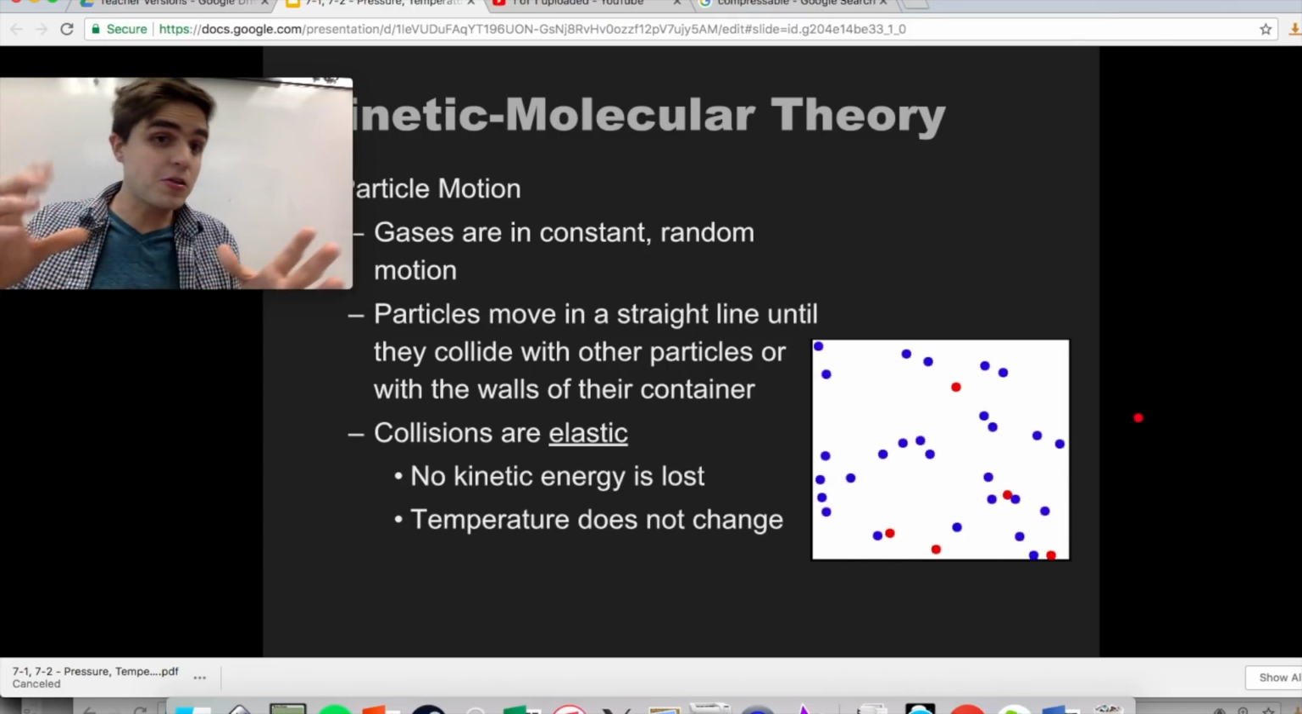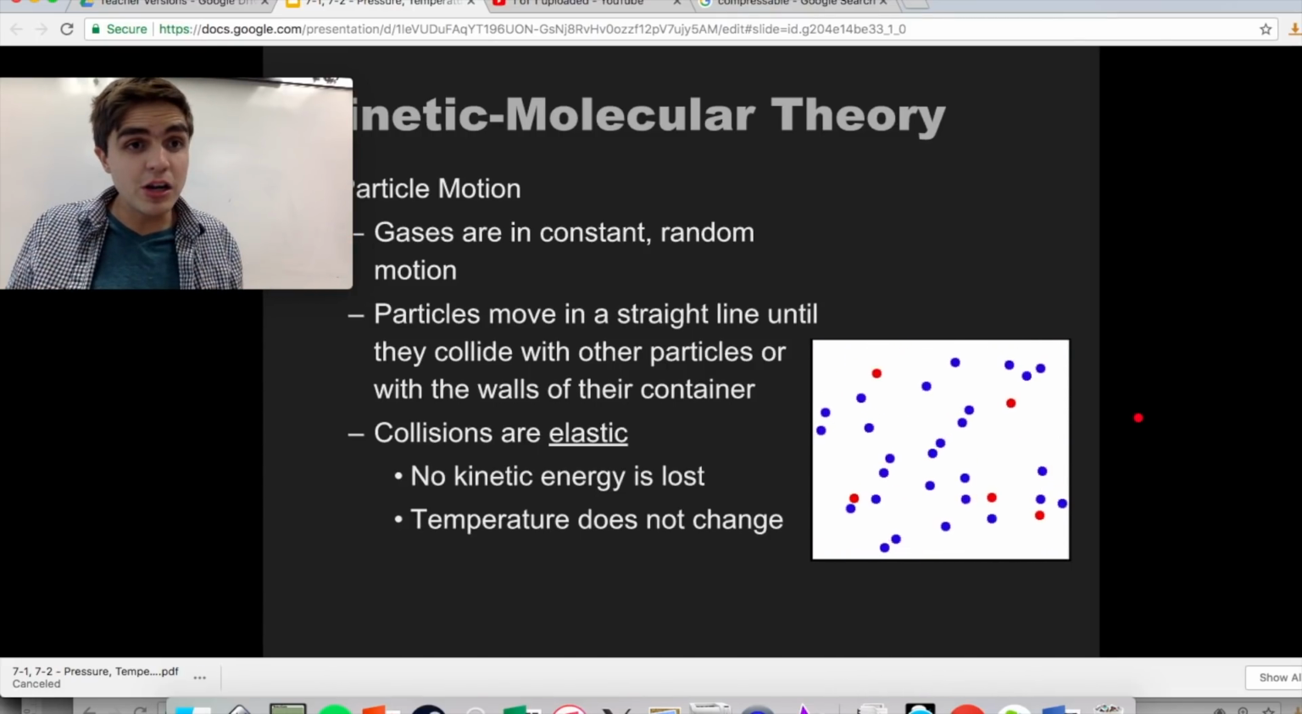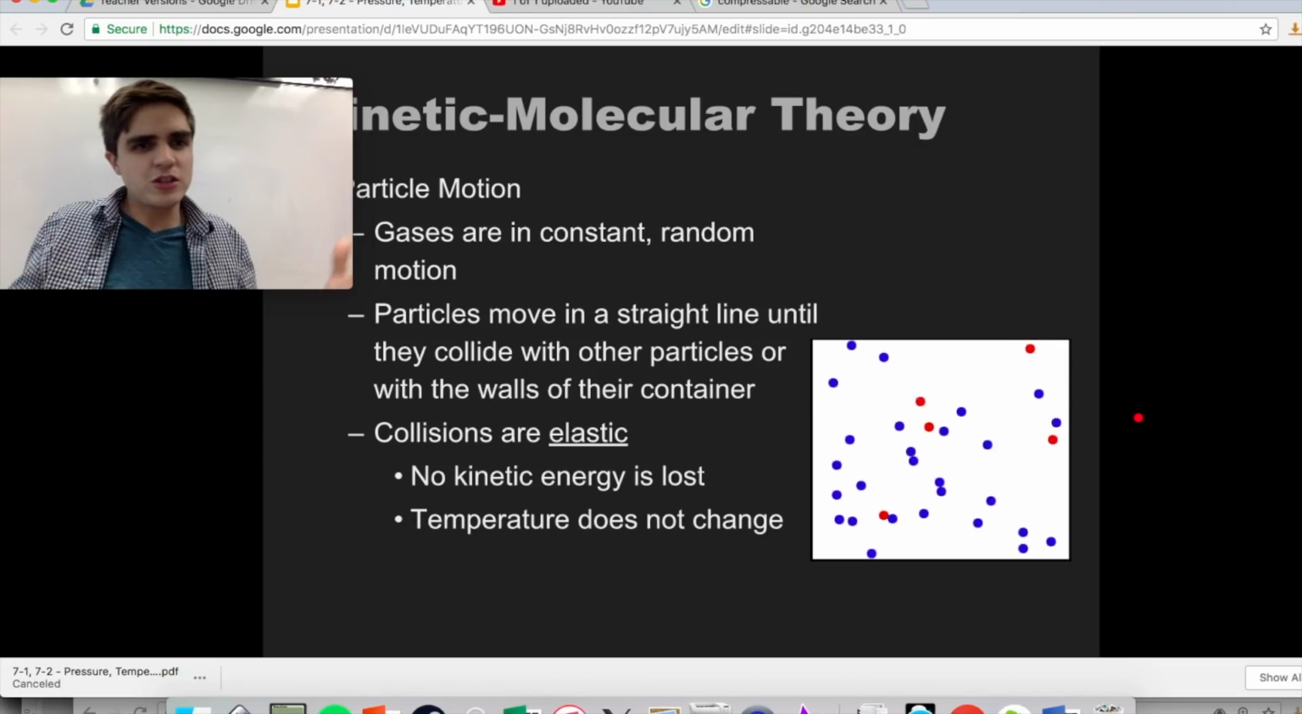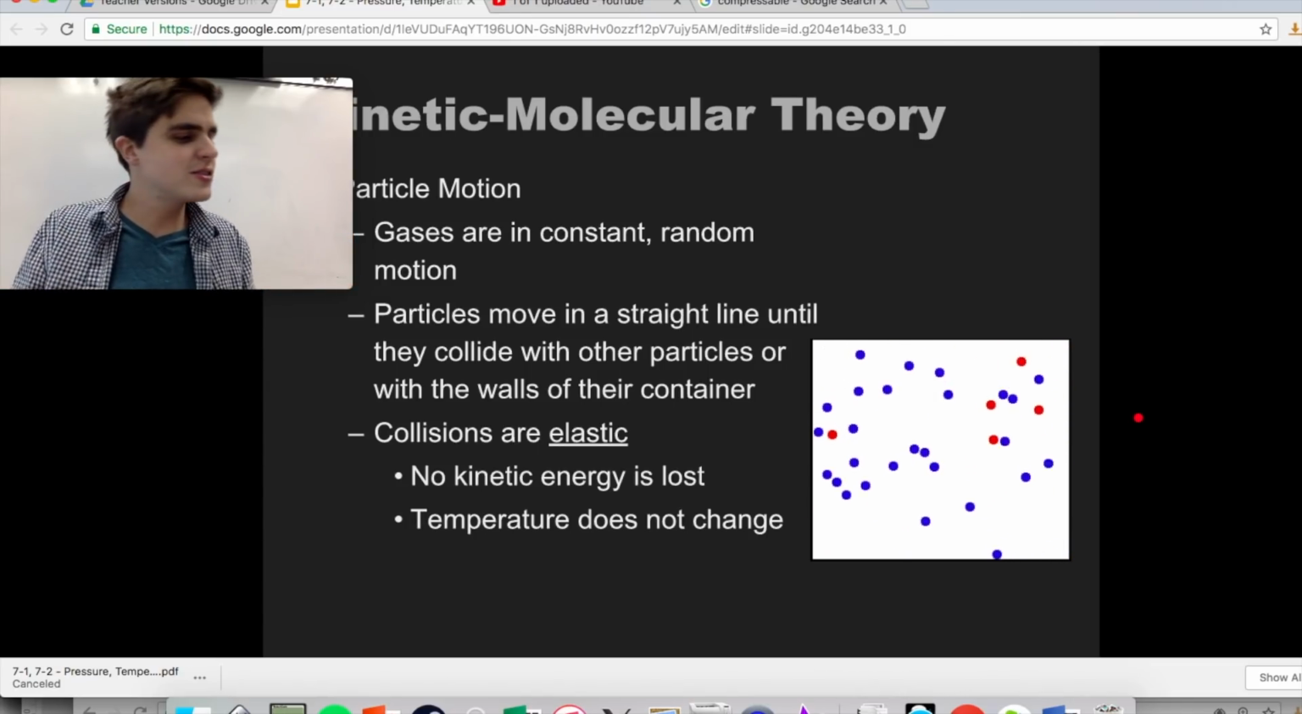If you look, it's not like particles are getting bigger or smaller. They're not splitting or combining. They're just bouncing around. Think of it like marbles in a tray. That's a really good analogy.